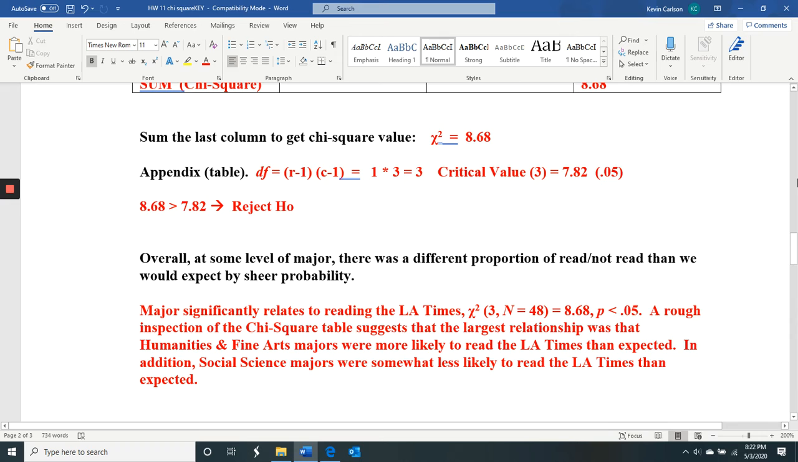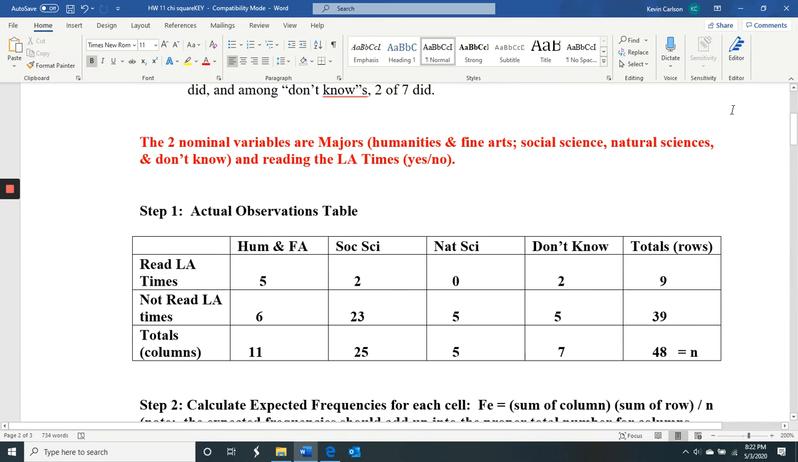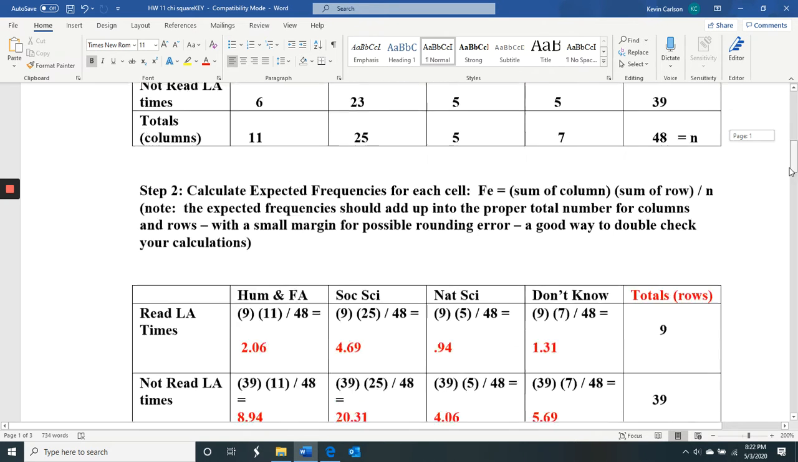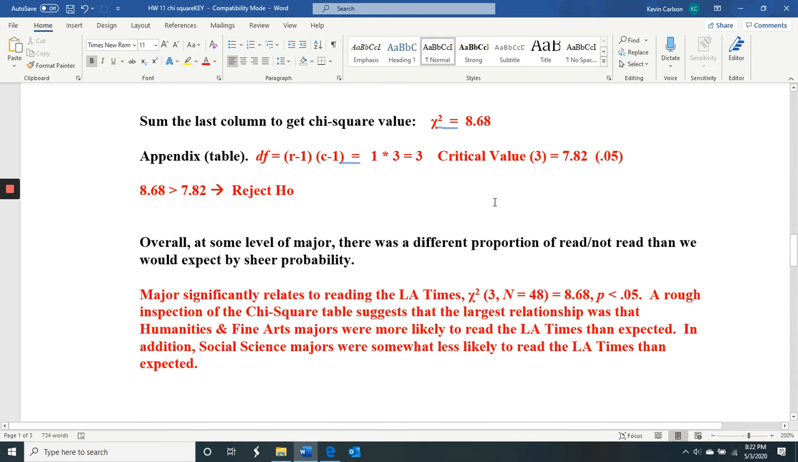So how many columns do we have? Well, we have how many majors? We have 4 categories of majors. So it's 4 minus 1 is 3. So 3 times 1 is 3. 3 degrees of freedom, basically because we only have a 1 here.